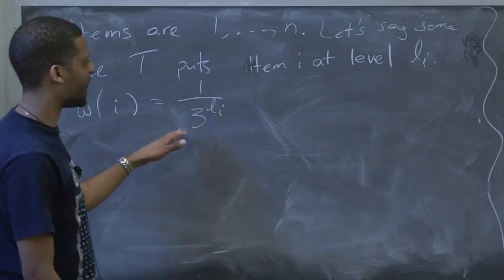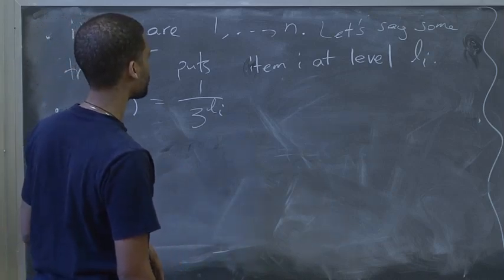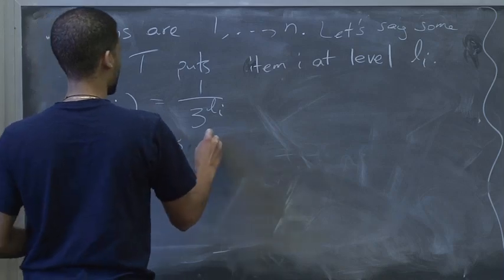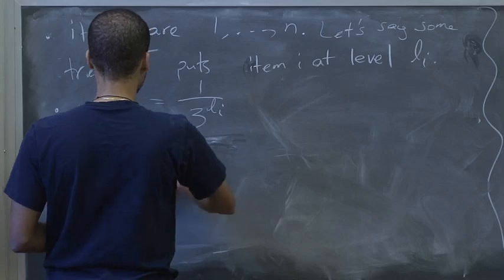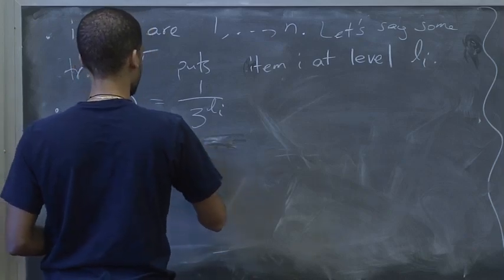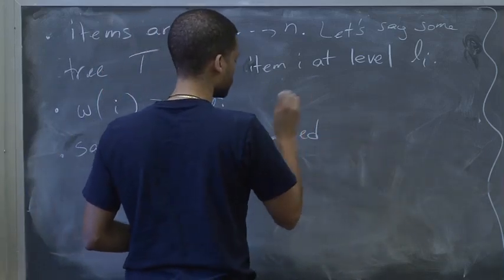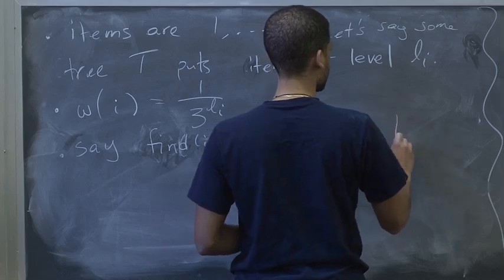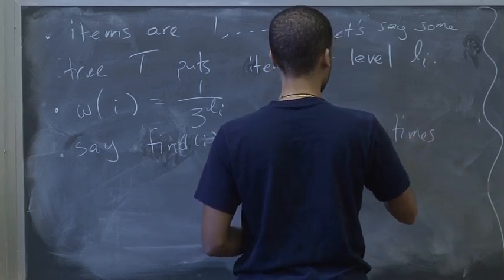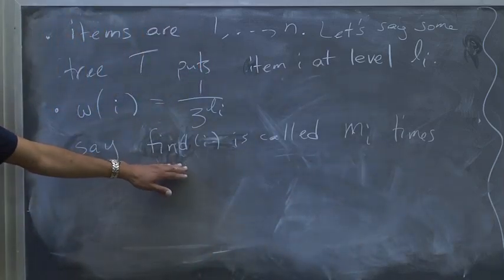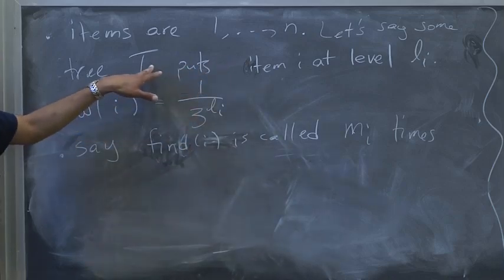So before I analyze Splay trees, say i is accessed, say find i is called n sub i times, or m sub i times. What's the cost of serving this access sequence using the fixed tree T?